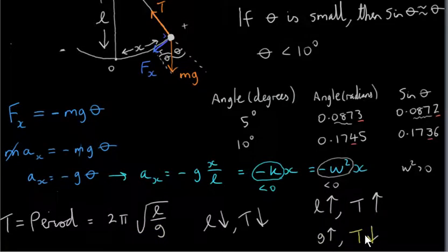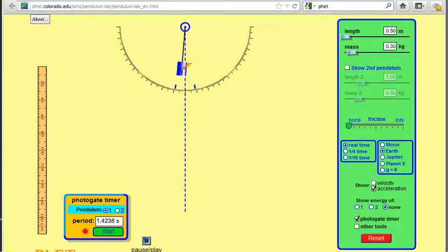We saw that if G goes up, then the period goes down. If we increase the denominator, the period goes down. So let's increase the value of G. Now to do that, we could look at the acceleration due to gravity on Jupiter, which is a much more massive planet than Earth, which means that its value of G is a lot larger. We see the period is less, as expected. So the time taken for one oscillation is a lot less, it's moving faster.